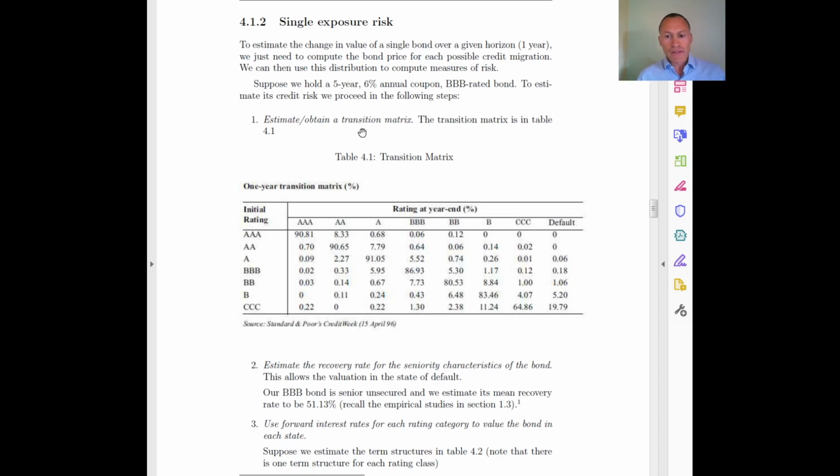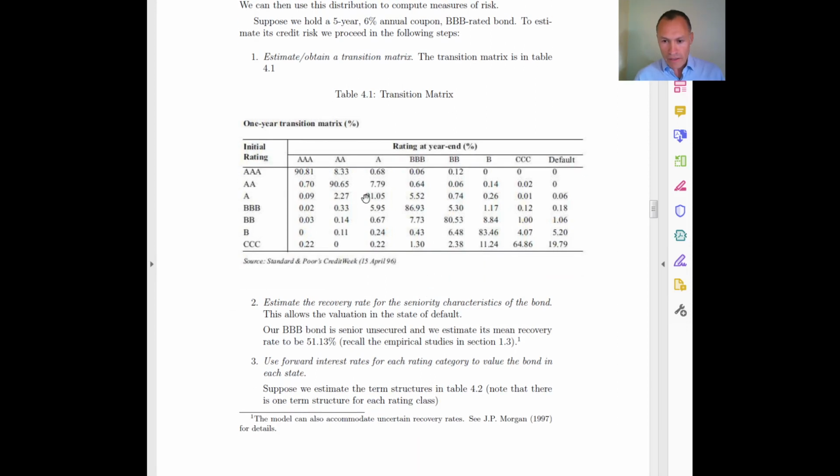So the first step is to get the transition matrix. This is a similar matrix to what we have seen before. What we are interested in is this row here, because our bond is BBB. We are interested in these numbers, which give the probability that the firm will jump from BBB to AAA in 1 year, 0.02%, jump from BBB to AA, and so on, remain BBB, 86.93%, and so on, and default with a probability of 0.18%.